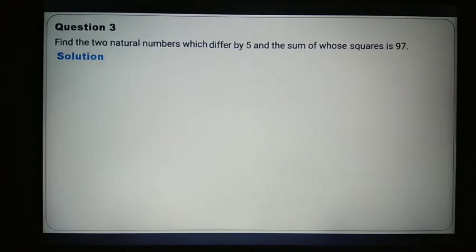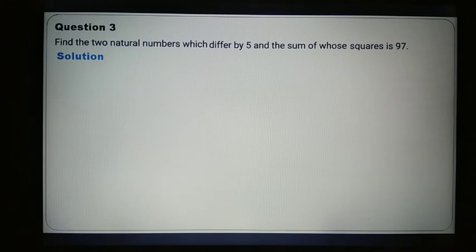Okay, the next problem for the day. Find the 2 natural numbers which differ by 5. That means if one number is 1, another number has to be 6. The difference between the 2 numbers has to be 5. That's the meaning of the first line. And the sum of their squares is going to be 97. Is the question clear to you?